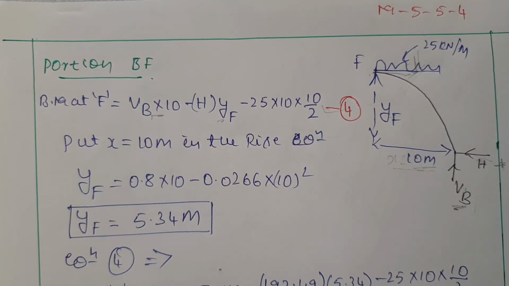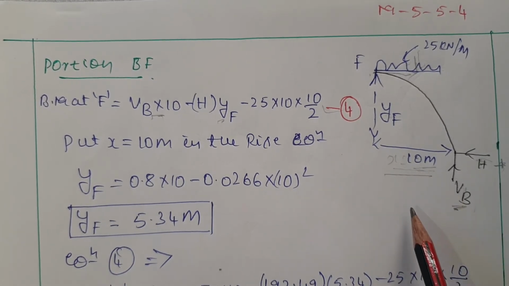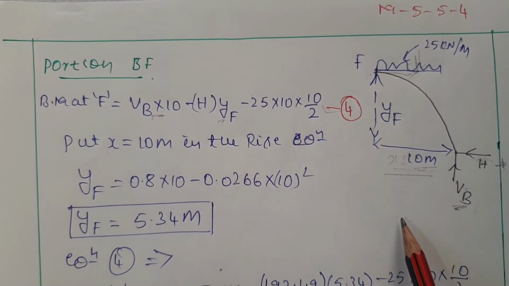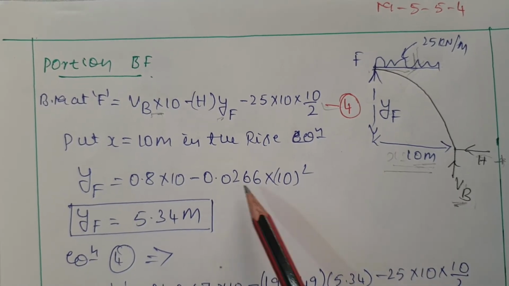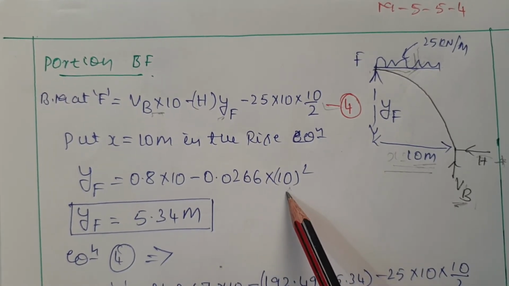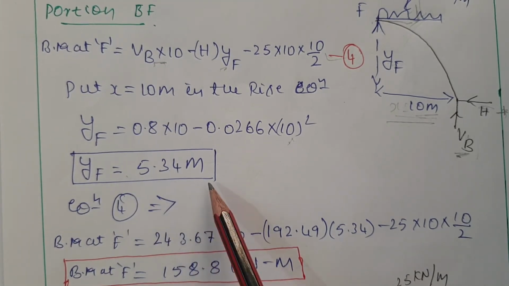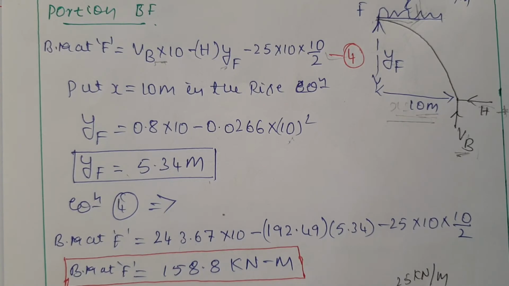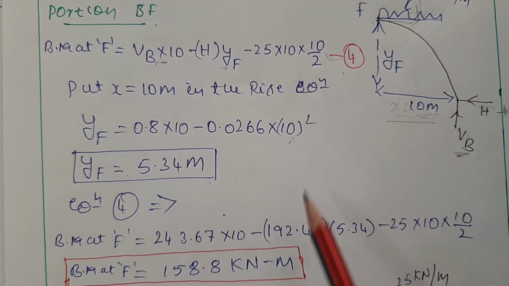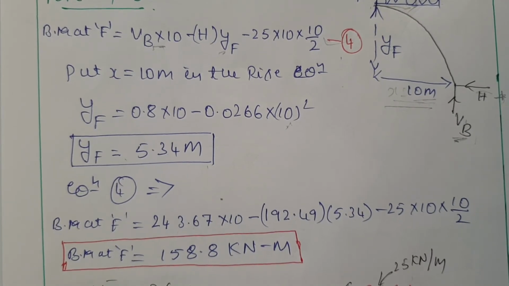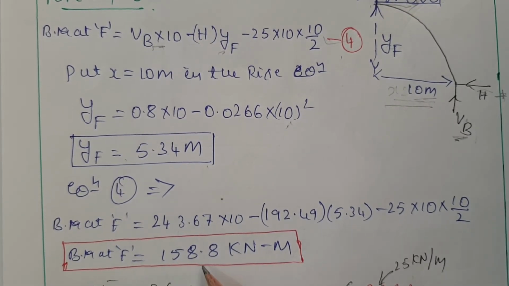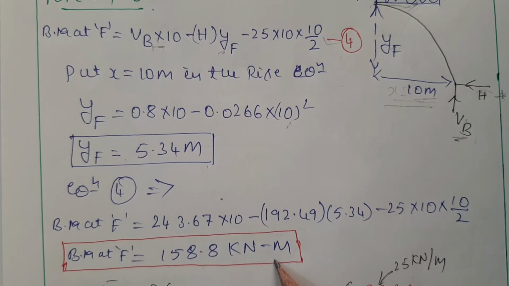To find the unknown YF, we know the rise equation. If you substitute 10 meter as the x distance in the rise equation, you come to know the YF value. Okay, in the rise equation substitute x value as 10 meter, then you come to know the YF value is 5.34 meters. After finding the YF value, the next step is to substitute the YF value in equation 4. Then you come to know the bending moment at point F, and it is 158.8 kilonewton meter.